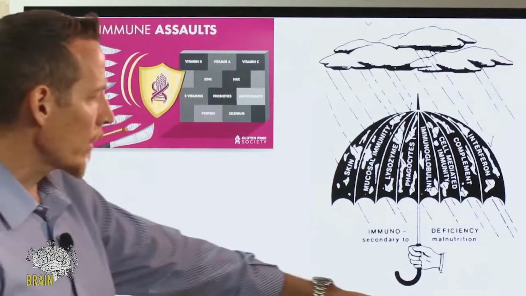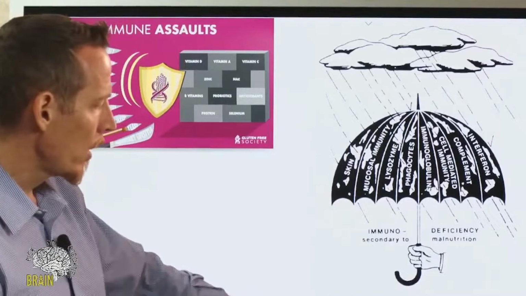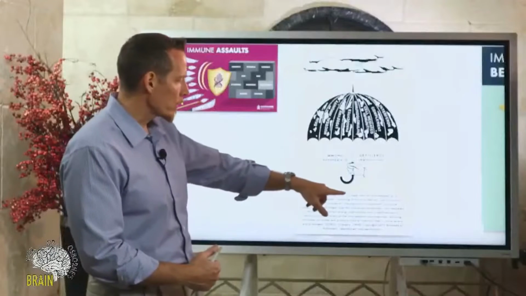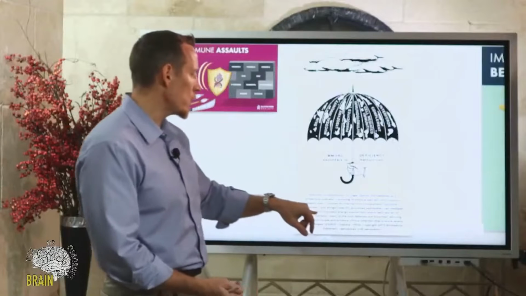And so you can see down here, this is coming directly out of the book Immunity and Malnutrition by Dr. Chandra. So a single view of host defenses as a protective umbrella consisting of physical barriers, the skin, the mucous membranes, non-specific mechanisms like complement, lysozymes, phagocytes, and then antigen-specific processes like your antibodies and cell-mediated immunity.